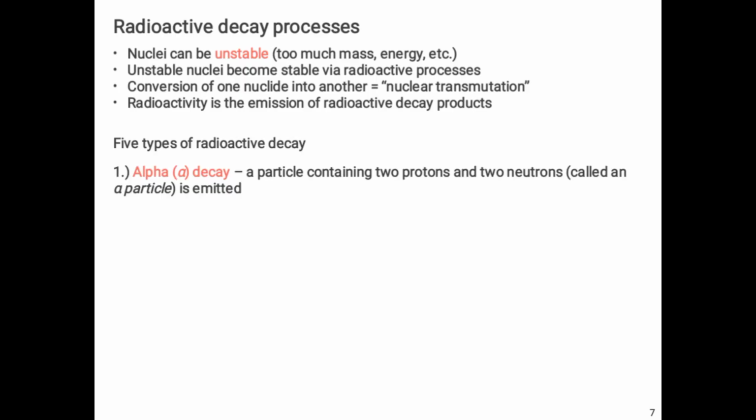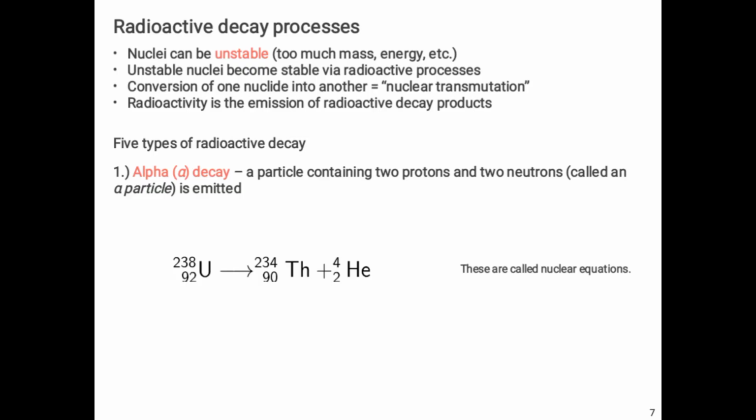Radioactive decay process: nuclei can be unstable due to too much mass or energy. Unstable nuclei become stable through the radioactive process, the conversion of one nucleus into another, called nuclear transmutation. Radioactivity is the emission of radioactive decay products. There are five types of radioactive decay.